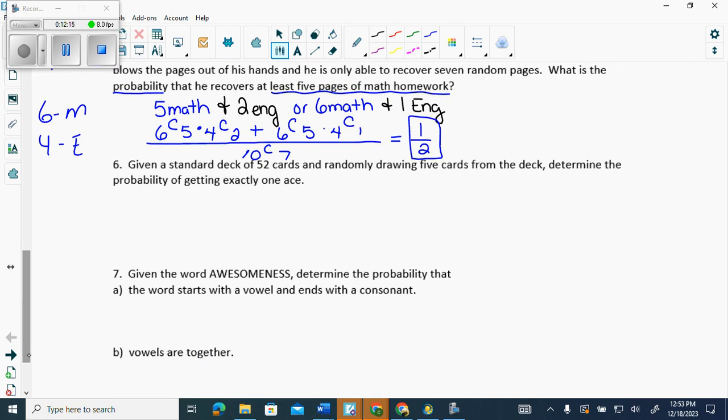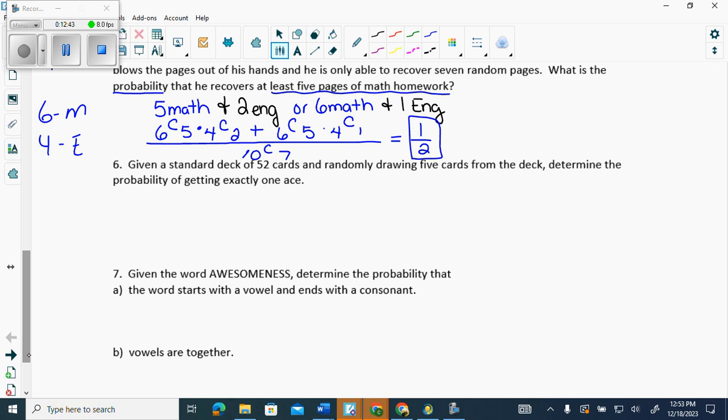Okay, the next one says, given a standard deck of 52 cards, so I have 52 cards to choose from, right? No matter what. And randomly drawing 5 cards. Cards are always what? Perms or combs? Does order matter when you get cards? No, they're combs. Because the moment you get cards in your hand, what can you do with them? Rearrange them. So the order in which they're dealt to you doesn't matter.